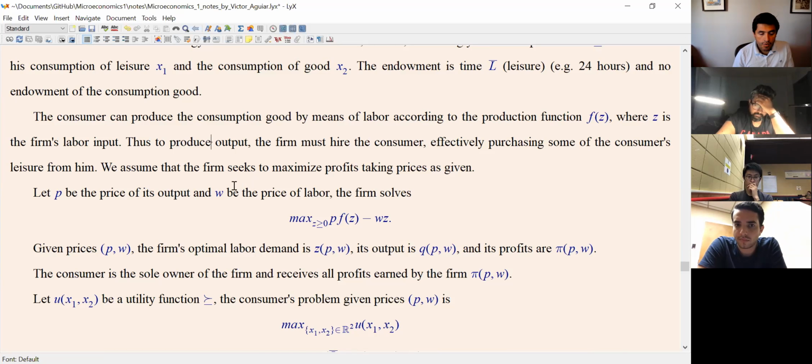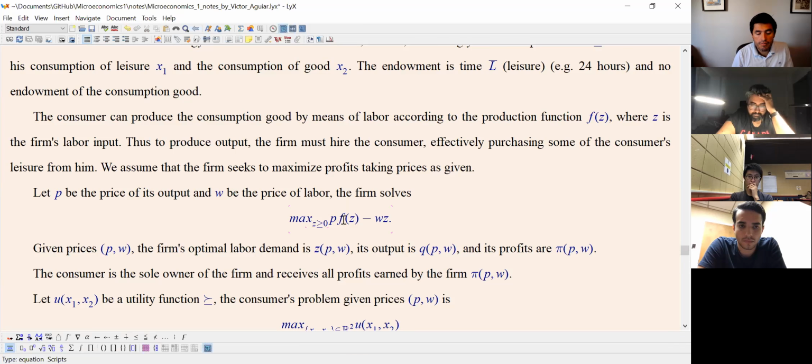So we assume that firms are profit maximizing. Given their prices, that's the only information they use to maximize profits. And then let p be the price of the output and w be the price of labor. And then, of course, the relative price is the exchange rate. So what does the firm do? Well, they maximize profits. So they maximize sales, which is the price of the output times coconuts, minus the cost of labor, which is the wage times the labor invested there.